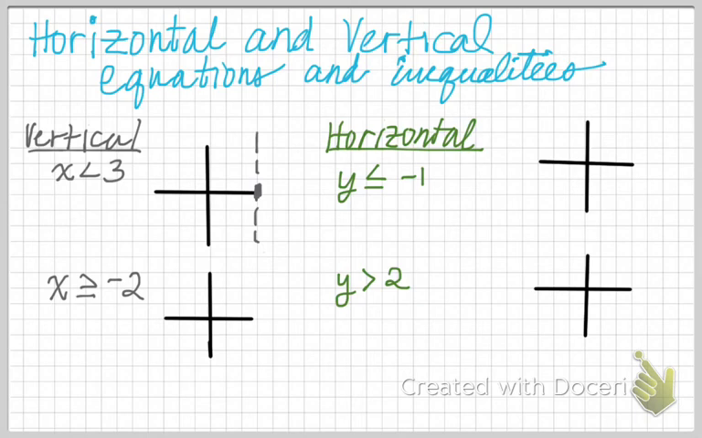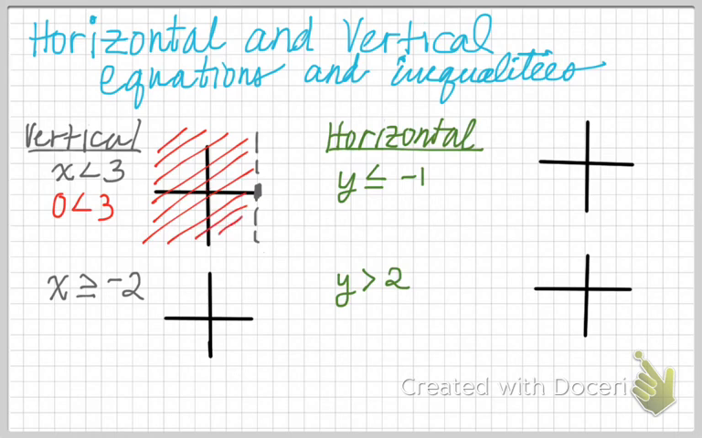So now if I think about which side of my line I want to shade on, I can still think about plugging in 0 for x. And what would I get if I plugged in 0 for x? I'd get 0 is less than 3. Is that true? Yes, it is. So that's telling me to shade this way. We can also just think about common sense in that the left side of the number line are smaller numbers. So if we want x less than 3, we want to shade to the left.